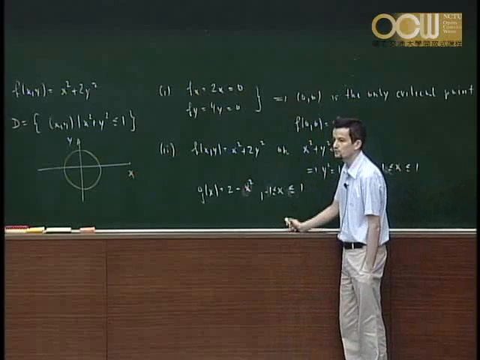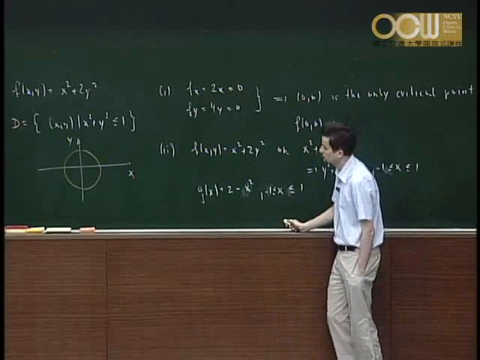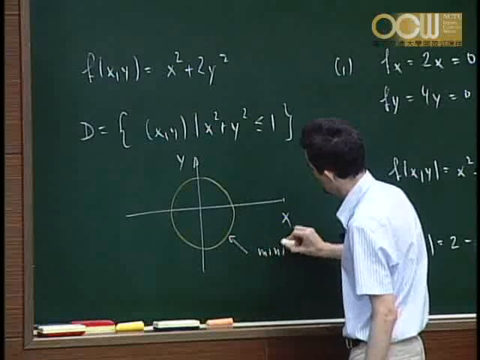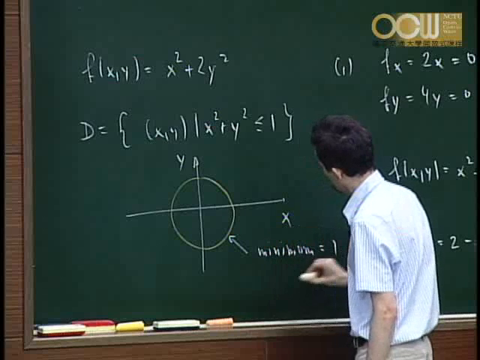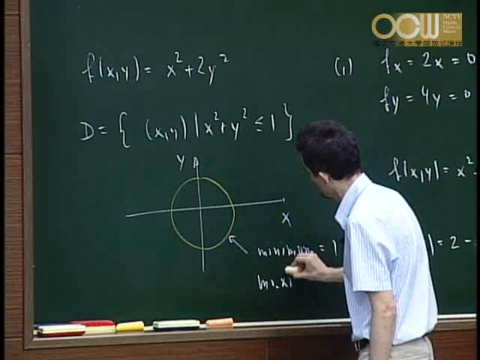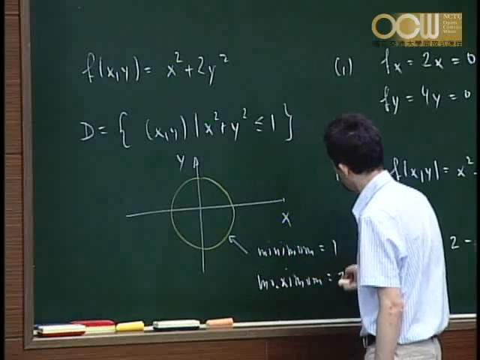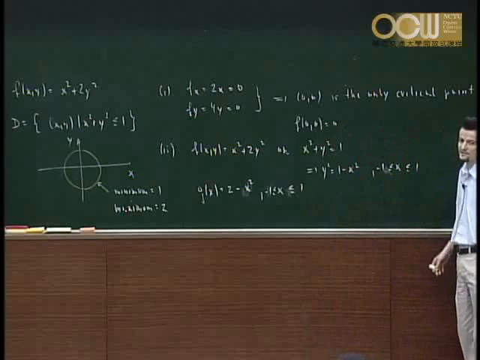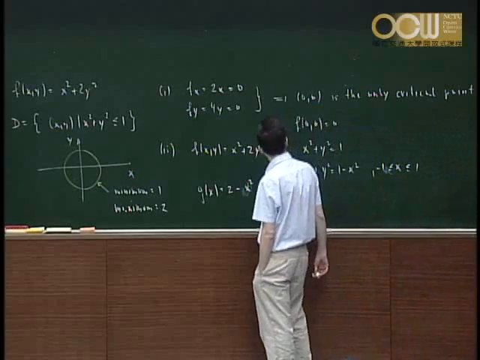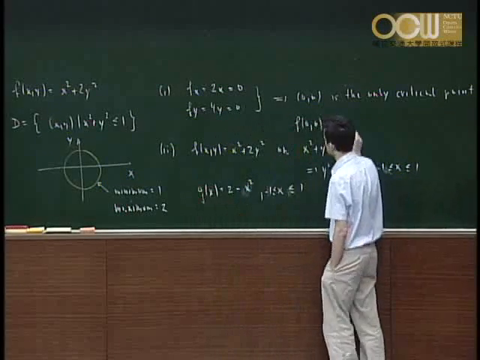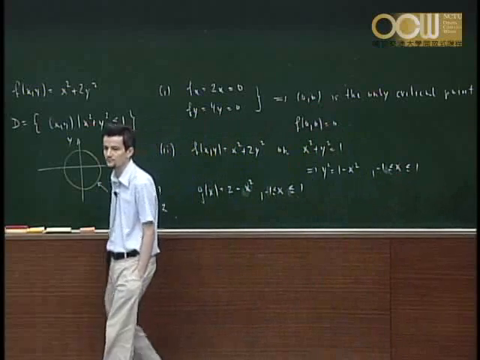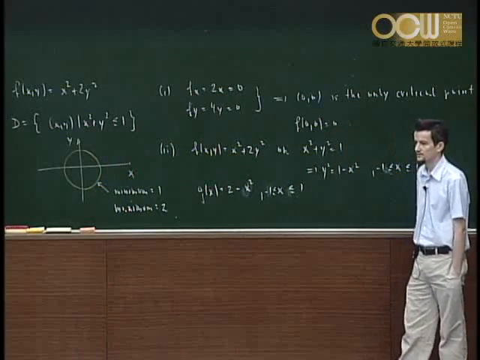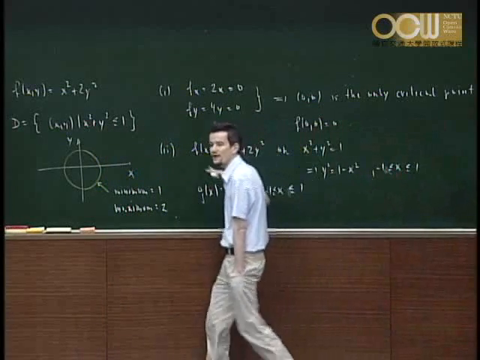So the largest value will be 2, the smallest value will be 1. So on the boundary, the minimum equals 1 and the maximum equals 2. So we have reduced our problem of finding the absolute extrema to a set of 3 values, 0, 1, and 2. The largest one of these is the absolute maximum, 0 is the absolute minimum. Okay. So that's how the method works.